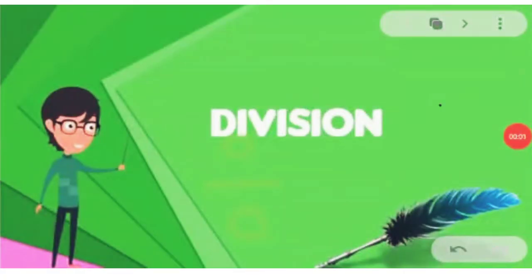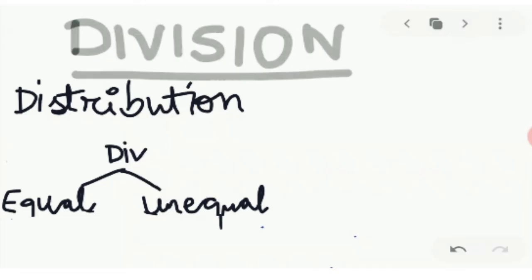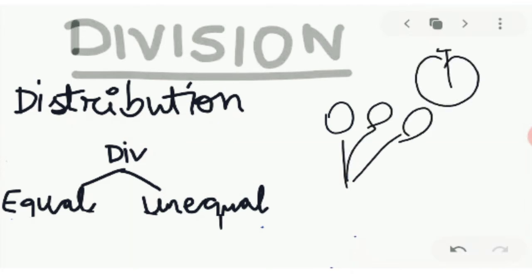Hey students, today we will study division. What is division? The meaning of the term division is distribution. We can divide anything. For example, you can divide the balloons, or a piece of cake, or your books among yourselves, or chocolates. Division is of two types: equal distribution and unequal division.